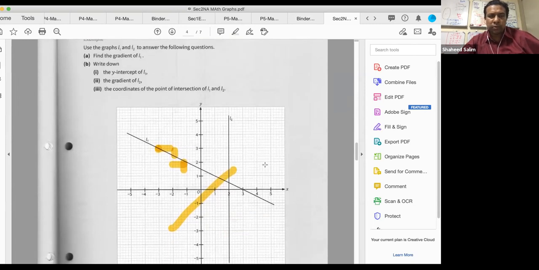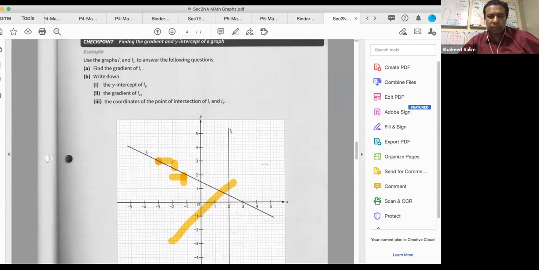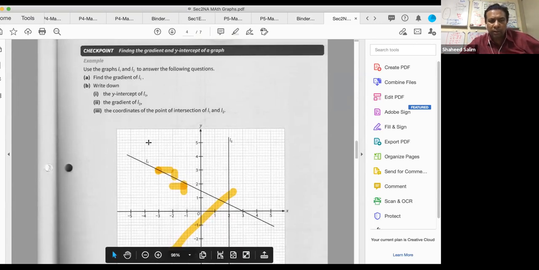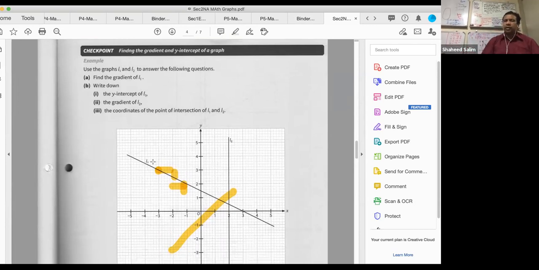This one, have we gone through? Can you write down what is the equation for L1? This one. What is the equation for L1? We may have done it earlier. There's always two parts. Y equals to the gradient plus C, the y-intercept.